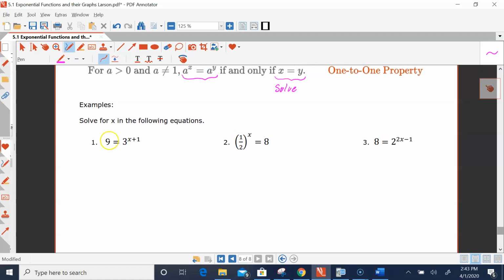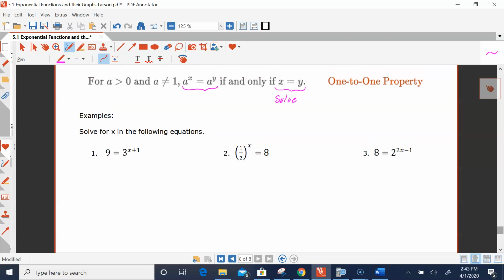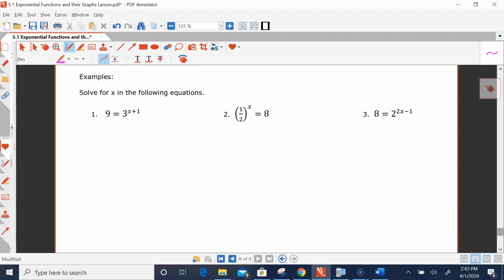I've got 9 equal 3 to the x plus 1. Well, unfortunately, this one isn't in the perfect form where I have the same bases. But a lot of these, you're going to have to rewrite it so you can make those two bases match. And once the bases match, you can just wipe them off and set the two exponents equal to each other. Let's see how we can do that.